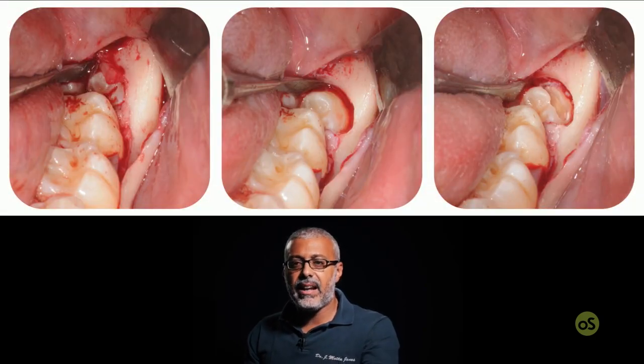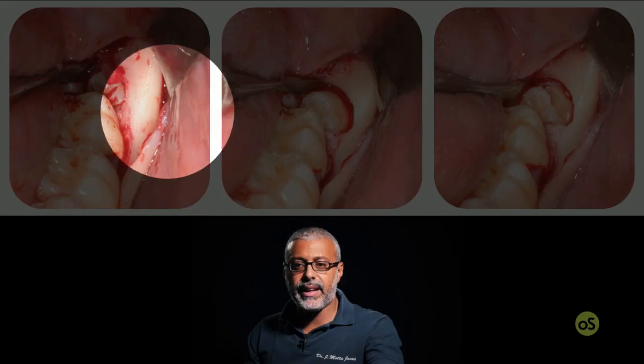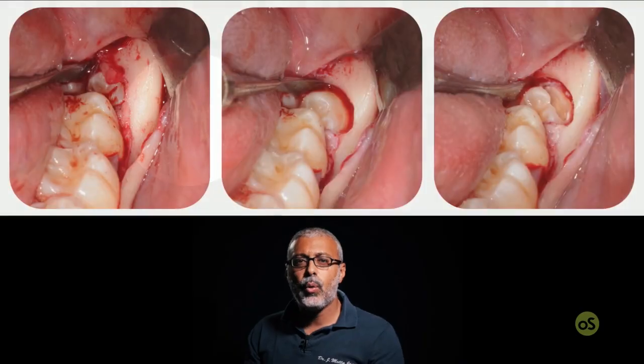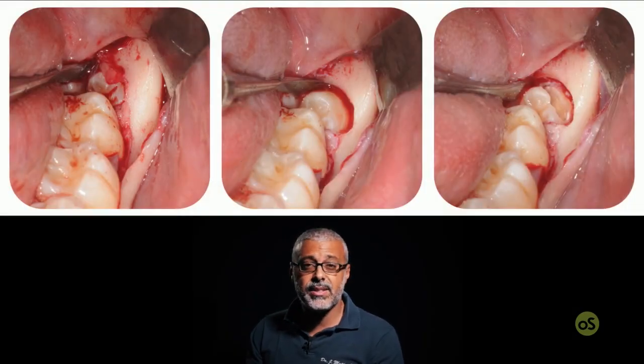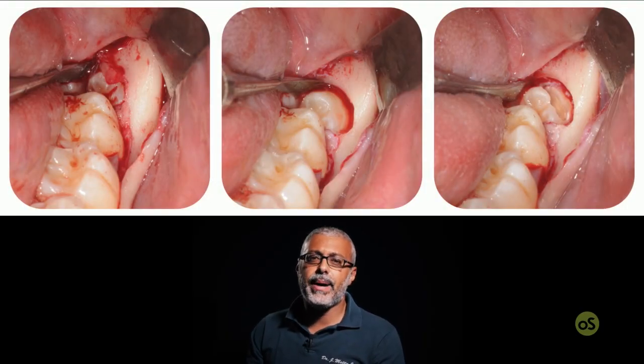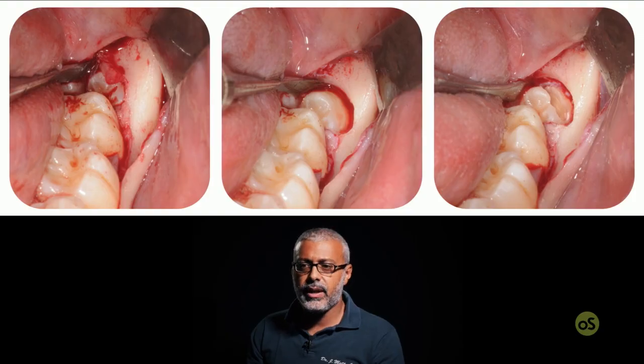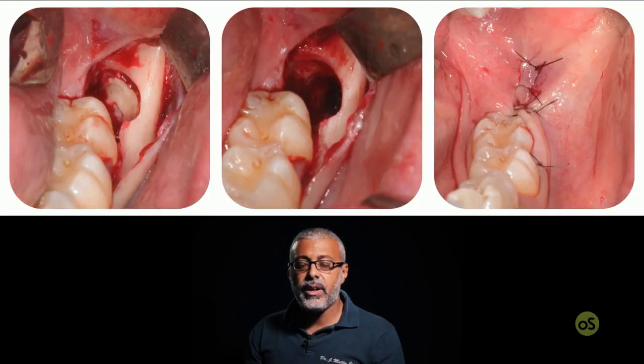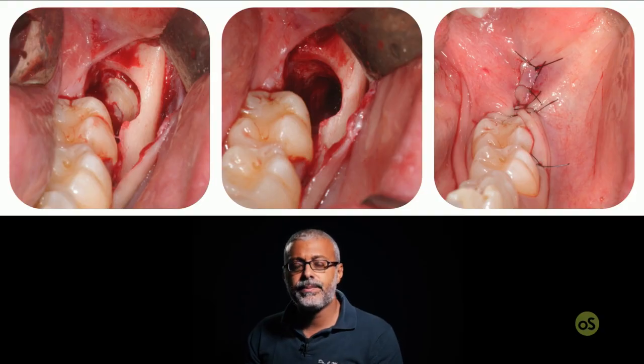Then we have the elevation of the full thickness flap. It is always very important to see the underlying bone, the white underlying bone with no periosteum remnants, and this leads to a better healing of the wound. And then the other steps of bone sectioning and tooth sectioning, which will help us to remove the tooth, but we will look in detail at these aspects later.